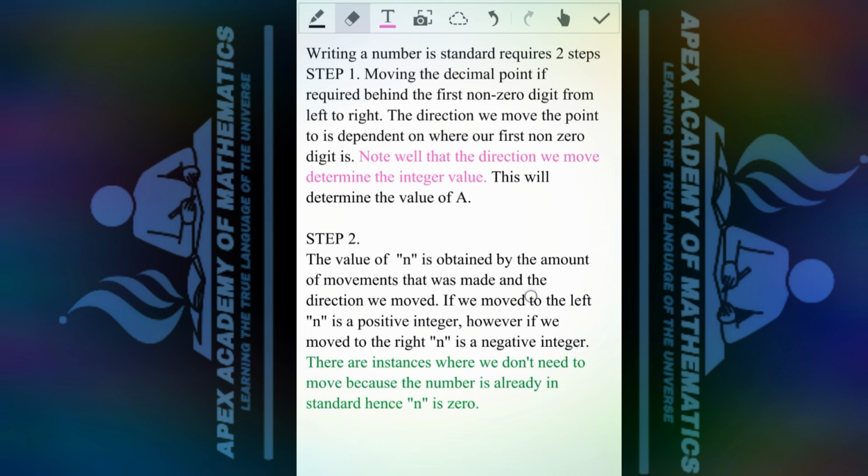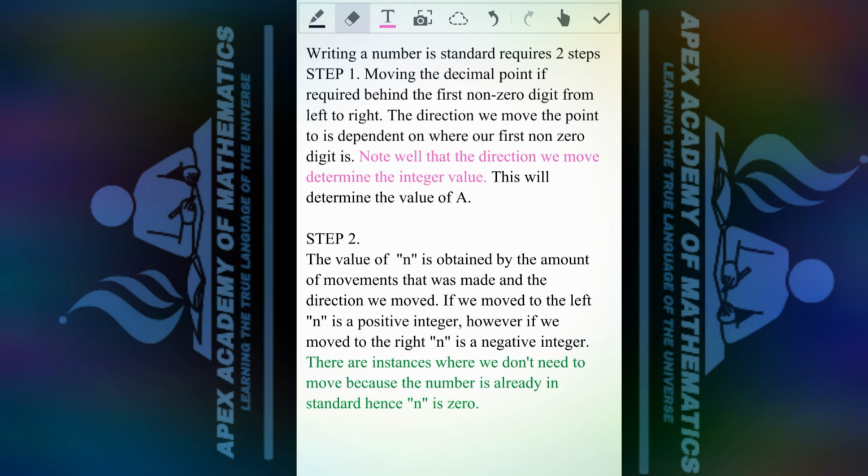Now if we say that we are going to move in that direction here, if we move to the left, n is going to be a positive integer. So if we move 4 places to our left, n will be positive 4. But if we move to the right, n is negative. So if we move this direction instead, say for example 5 steps to the right, n is going to be not only 5, but it's going to be negative 5. All right, so let's jump into the example to make sense of this.